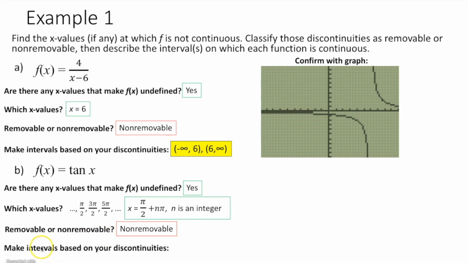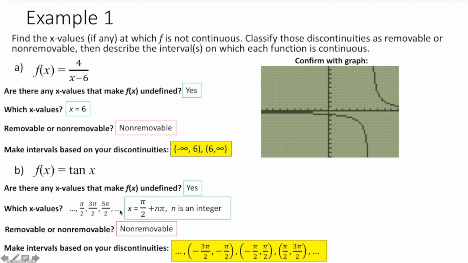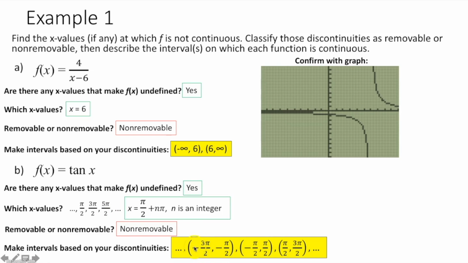And we can make intervals based on our discontinuities. Because there is an infinite amount of discontinuities, we are going to have to put dot dot dots at each end of our intervals. Those are also called ellipses for those of you English majors. When we create our answer, we have the interval from negative 3 pi over 2 to negative pi over 2. Then we have a vertical asymptote at negative pi over 2. We then go from negative pi over 2 to pi over 2 and have a vertical asymptote at pi over 2. We then have our function continuous on the interval from pi over 2 to 3 pi over 2. Then we have another vertical asymptote.